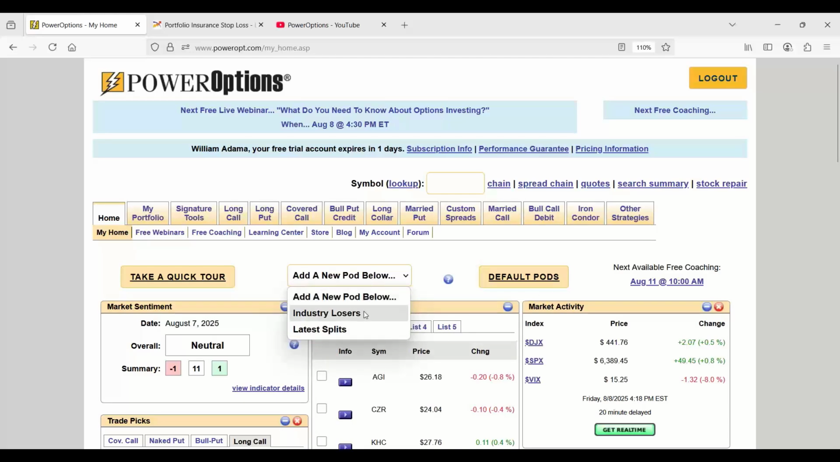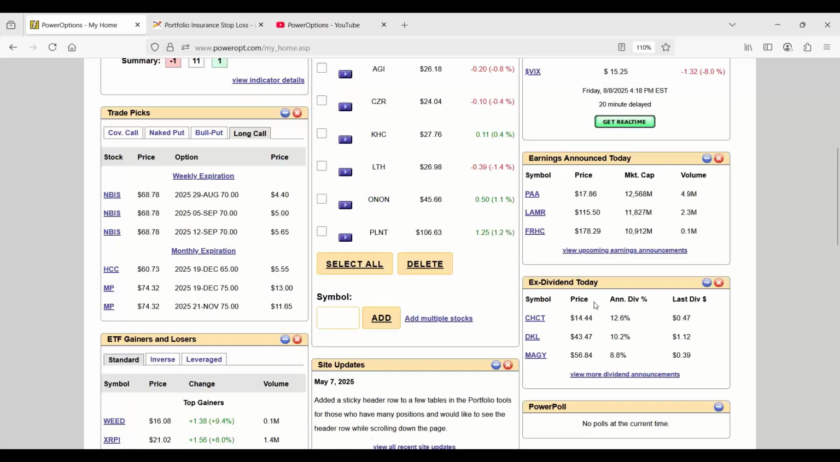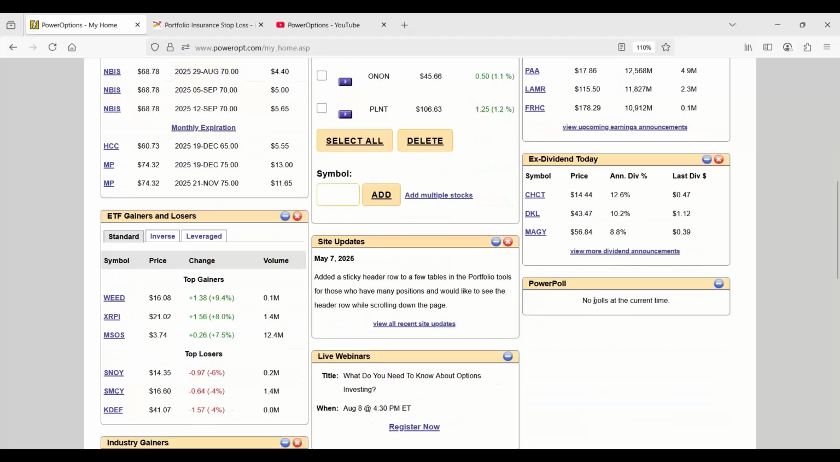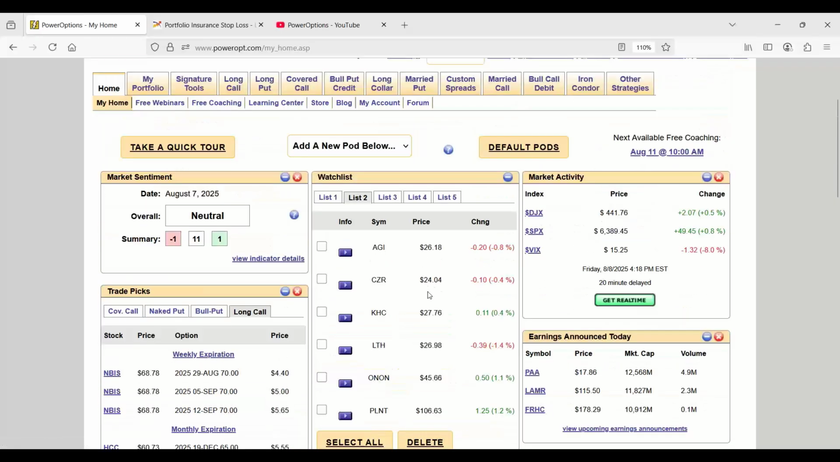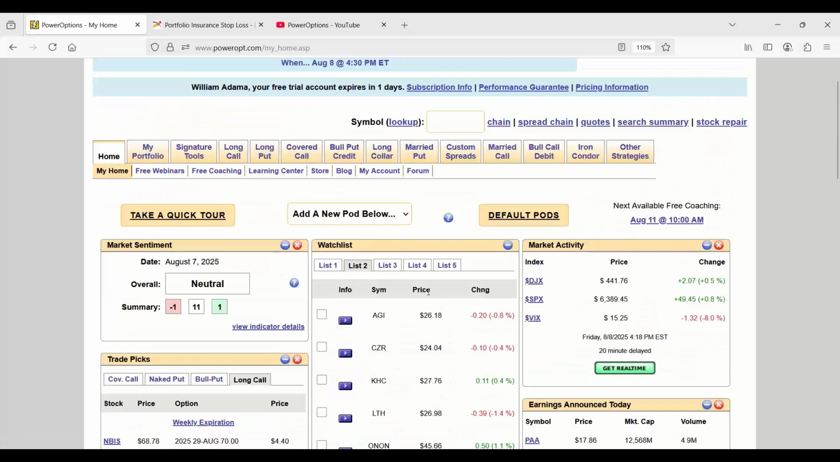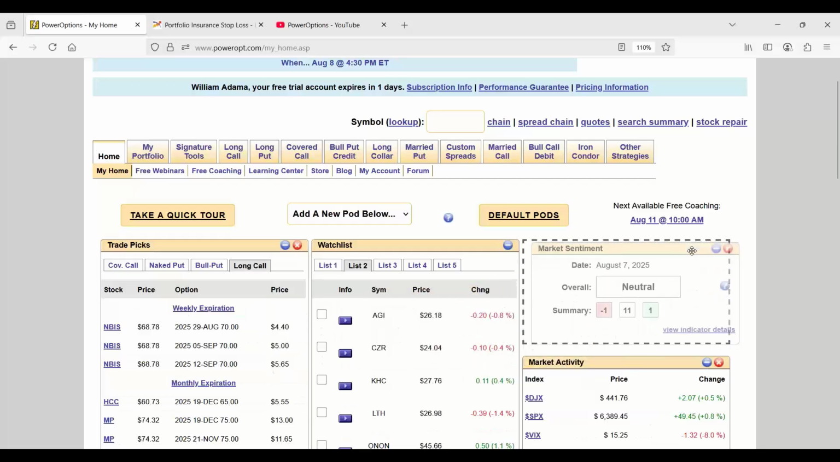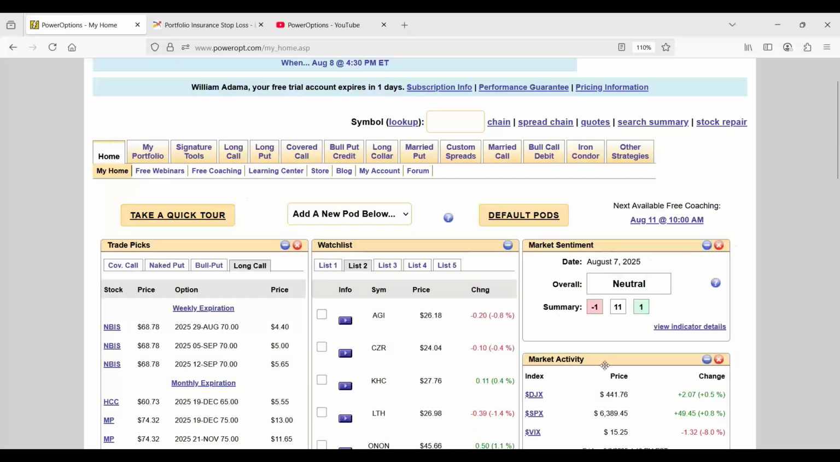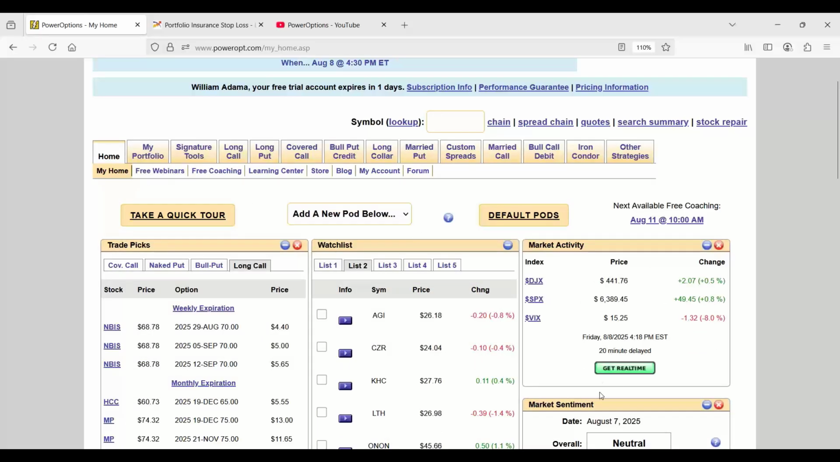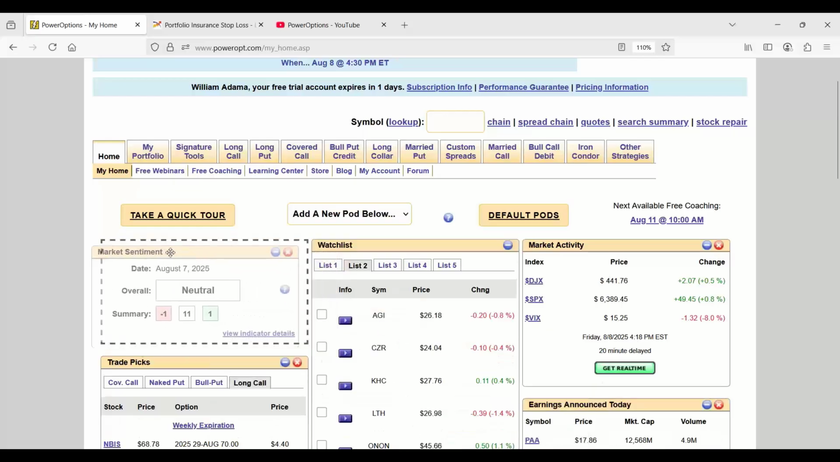So other pods that are available, as I mentioned, industry losers, latest splits, earnings coming out today, ex-dividend today, different ways to play those as well that we have in our webinars, site updates. So different ways to adjust the pods there to make it yours. And you can click and drag them anywhere you want. If I want to make this go over here, I want to change market activity up top, you can just click and drag each one where you want to go.